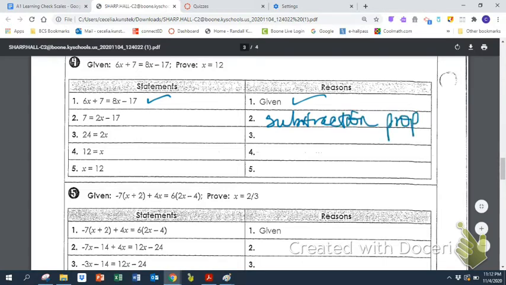And then after that, they simplified. So let's talk about that. Actually, the simplification happens in the next one. What they did is they added 17 to either side.